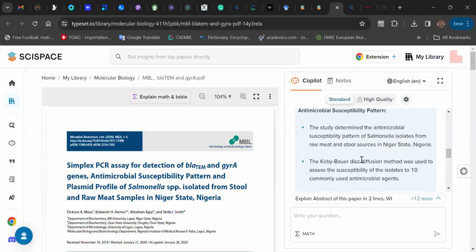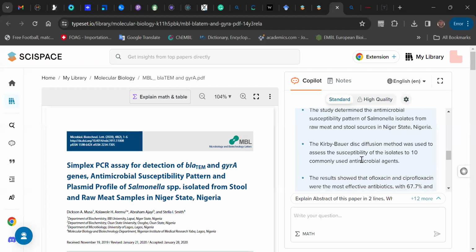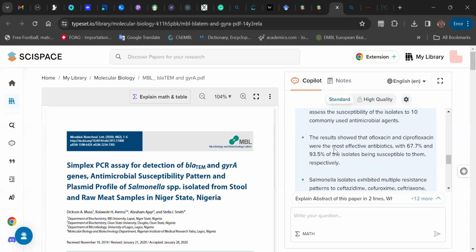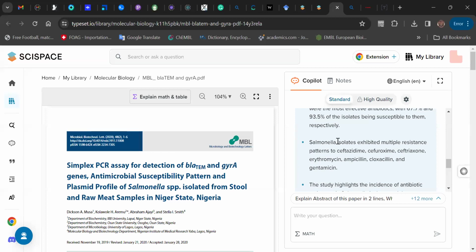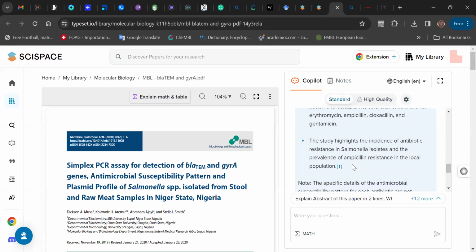The study determined the antimicrobial susceptibility pattern of Salmonella isolates from raw meat. The results show that ofloxacin and ciprofloxacin were the most effective antibiotics, with 67.7% and 93.5% of the isolates being susceptible, respectively. Salmonella isolates exhibited multiple resistant patterns to ceftazidime, cefuroxime, ceftriaxone, erythromycin, ampicillin, cloxacillin, and gentamicin. The study highlights the incidence of antibiotic resistance.